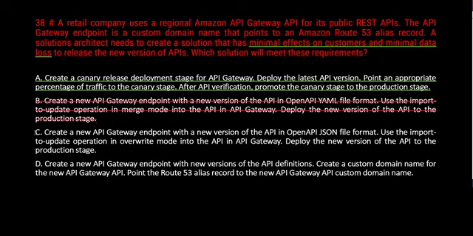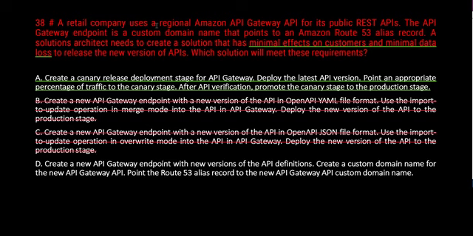Then this is talking about the same new API gateway endpoint and import to update. The only difference is here it's a YAML file and here it's a JSON file. So we can cross this out. And then we have create a new API gateway endpoint with new versions of API definitions. Okay, fine with it. Then create a custom domain name for the new API gateway API.